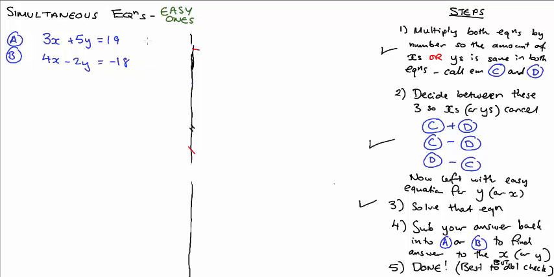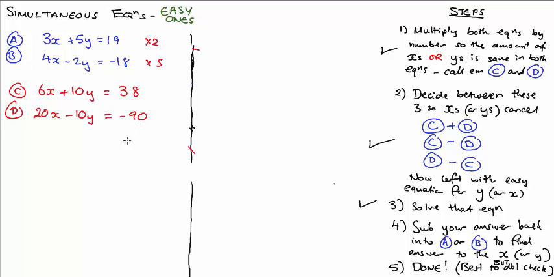So, I would multiply this by 2, I'd multiply this by 5. It doesn't always happen like that. It's the examples I have here. So, what's my C going to become? What's my D going to become? My C becomes 6x plus 10y equals 38. The next one is going to become 20x minus 10y equals minus 90.